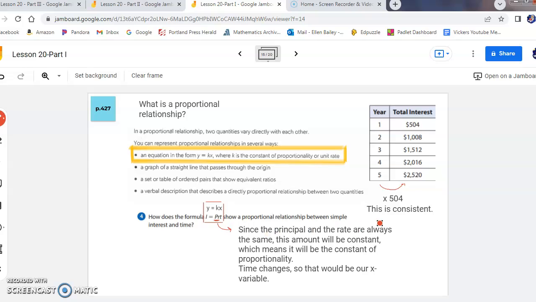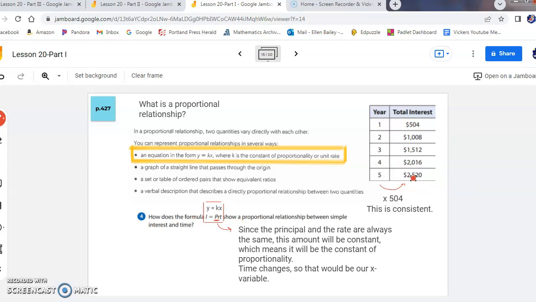All right, so right here, this is what I'd like you to write. See what I'm outlining? All right, so let me read that out loud. It says, since the principal and the rate are always the same, this amount will be constant, which means it will be the constant of proportionality. Time changes, so that would be the X variable. Really, bottom line is this matches the Y equals KX.